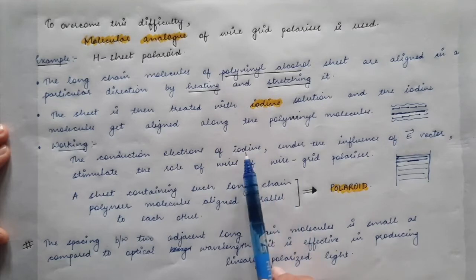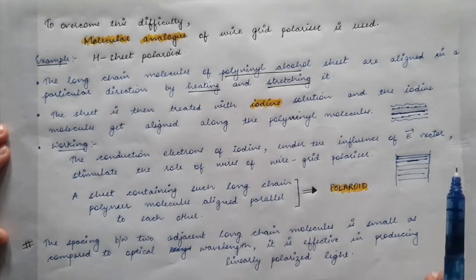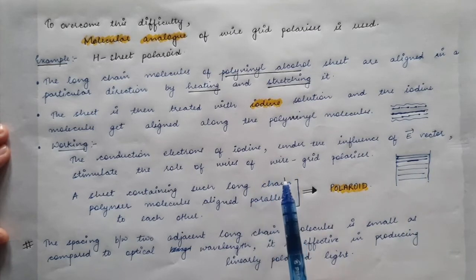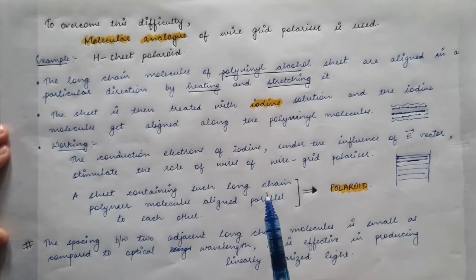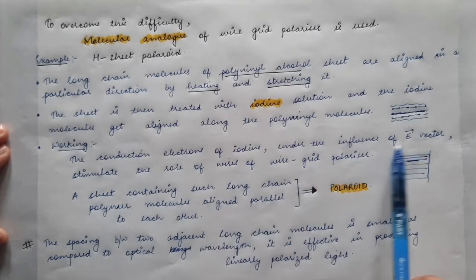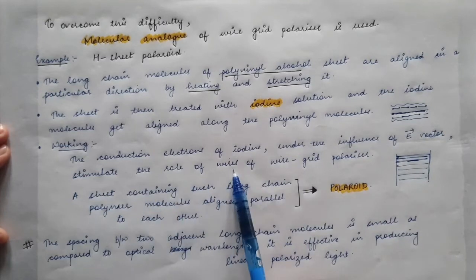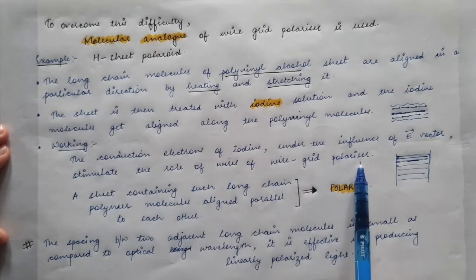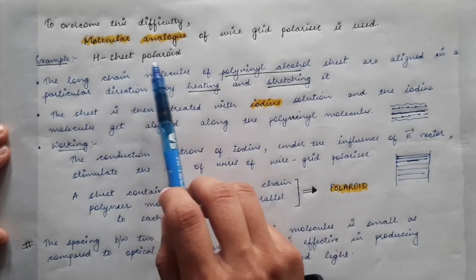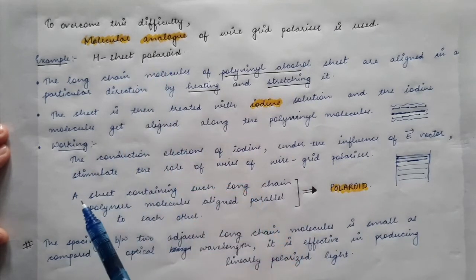The electrons in the iodine molecules will start oscillating when the electric field falls on them, and due to that, the component of the electric field will get absorbed. So the conduction electrons of iodine, under the influence of the electric vector, simulate the role of the wires of the wire grid polarizer. The working is the same, but now this H-sheet polaroid overcomes the disadvantage of the wire grid polarizer.